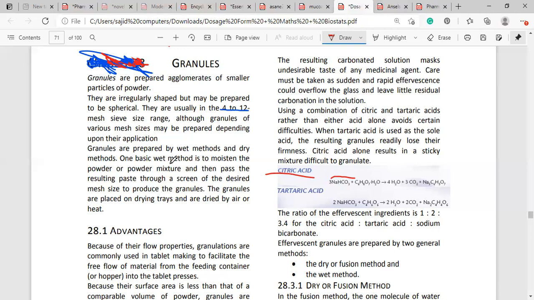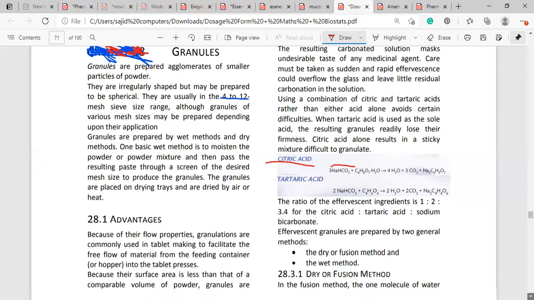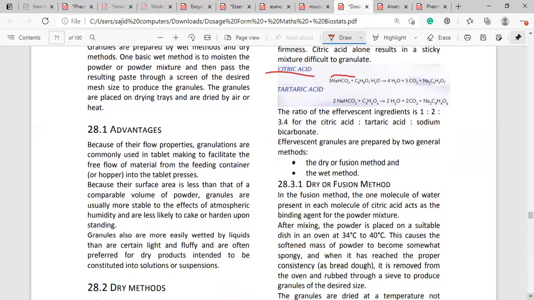So what are the advantages, why do we convert powders into granules? We will shortly discuss the advantages of the process. Because of their flow properties, granulations are commonly used in tablet making to facilitate the free flow of material from the feeding container, that is the hopper, into the tablet press. So one of the important things is that we can handle granules easily, which is why we convert powders into granules.